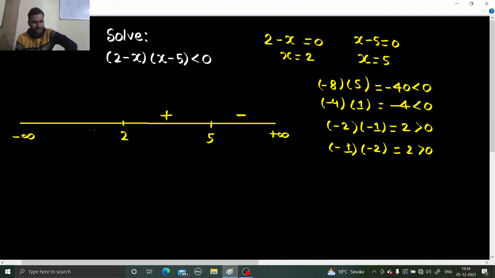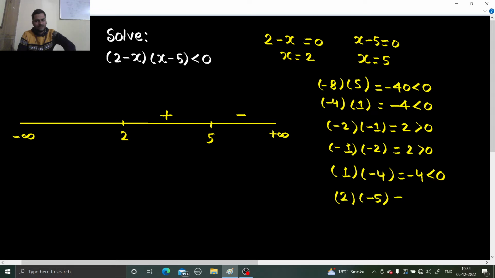Coming to the final region, minus infinity to 2. 1 is a good number here, and 0 is also a good number. If you take 1, you are going to get 2 minus 1 is 1, and 1 minus 5 is minus 4, again giving you minus 4, which is less than 0, isn't it? Any other number, let's say 0. So 2 minus 0 is 2, 0 minus 5 is minus 5, giving you minus 10, again less than 0. So minus. Some of you might be thinking till now, do we need to do it every time?